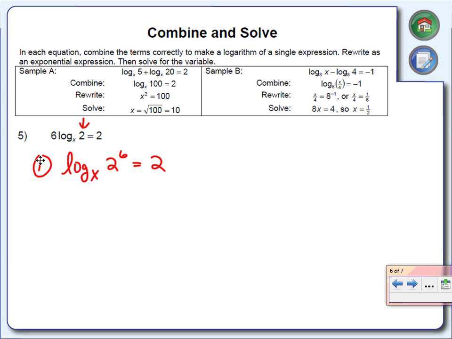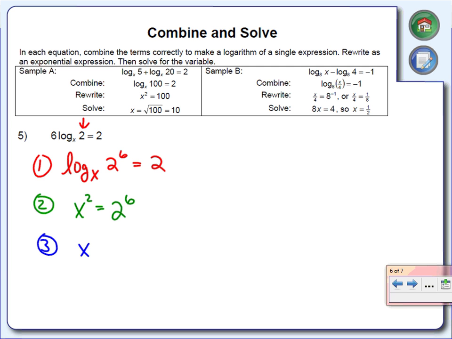Now what we're going to do is take that and rewrite it in the form of an exponential. So that now becomes x squared equals 2 to the 6th power. Now I've got it in the form of an exponential. Now we're going to solve that thing.